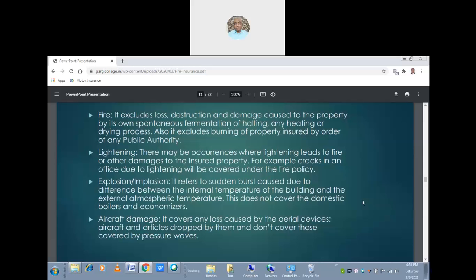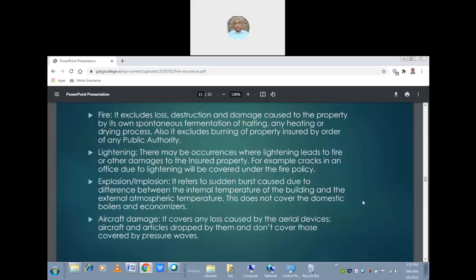Next, aircraft damage. It covers only loss caused by the aerial devices, aircraft and articles dropped by them, and does not cover those caused by the pressure waves. Even aircraft damage because of friction or the aerial devices where the aircraft may be burnt at that time will be covered, but not those caused by the pressure waves.